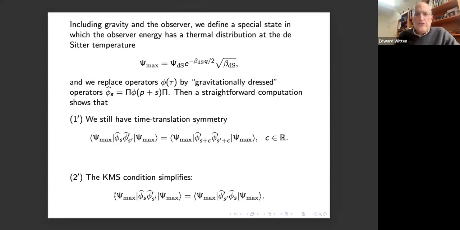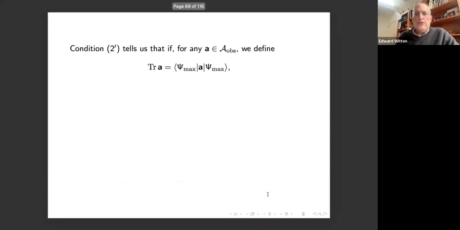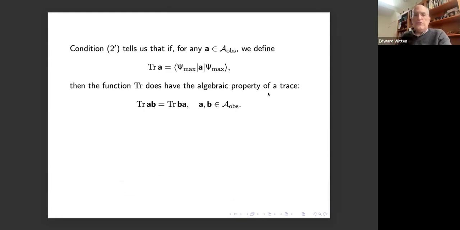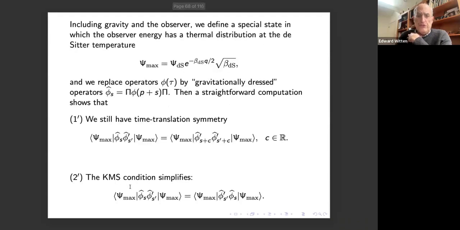So now the simplified KMS condition with no shift in the time tells us that if for any observable A, we define the trace of A to be its expectation value in the state psi max, then the function that I've called trace does have the algebraic property of a trace. The trace of AB is equal to the trace of BA for any A and B in the algebra because of this condition 2 prime.